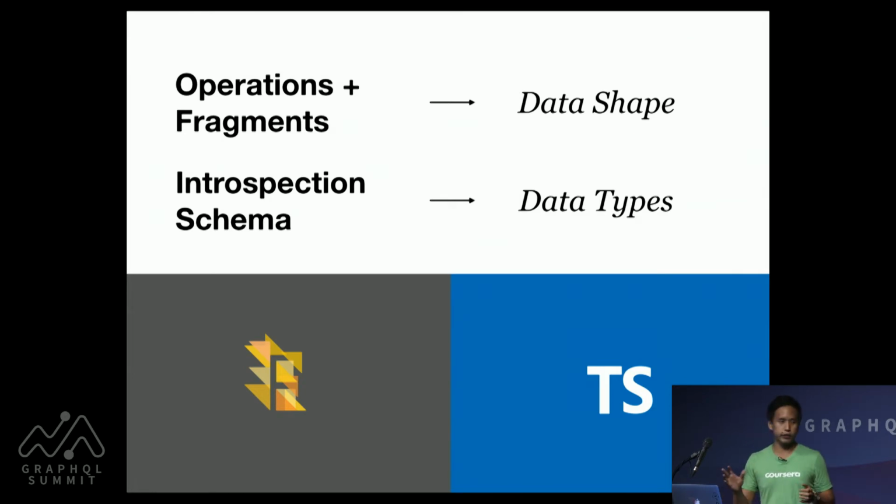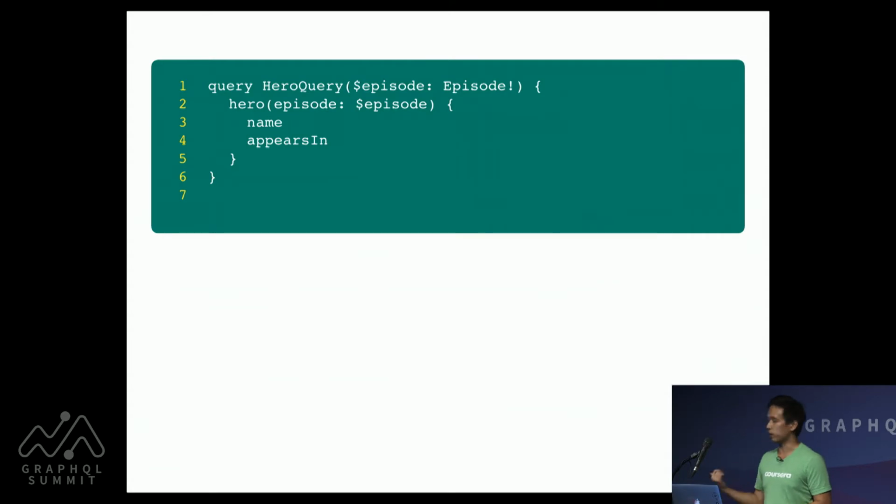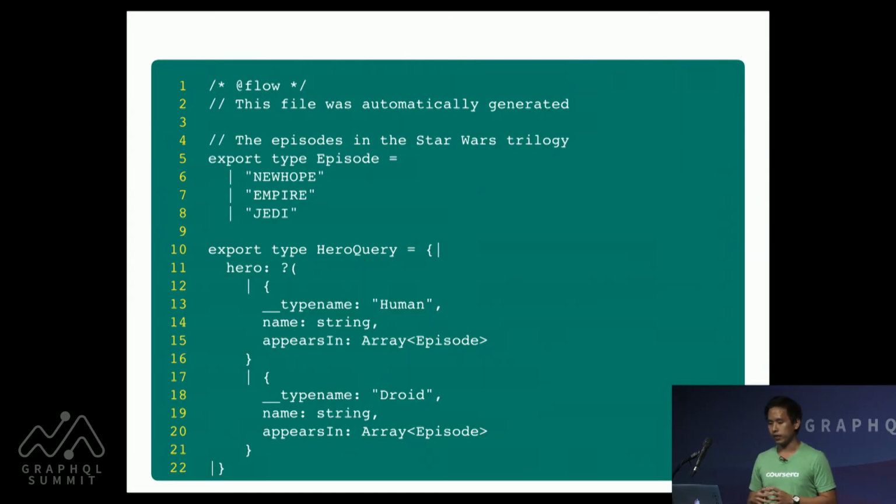I don't really want to go into too much detail about how this works under the hood. But basically, if you have queries in your applications that look like this, we generate a type definition file that looks like this, which you can then use within your application. So that's kind of cool.